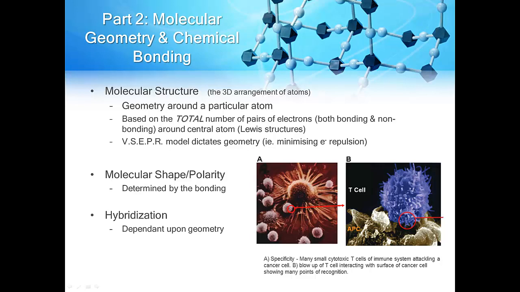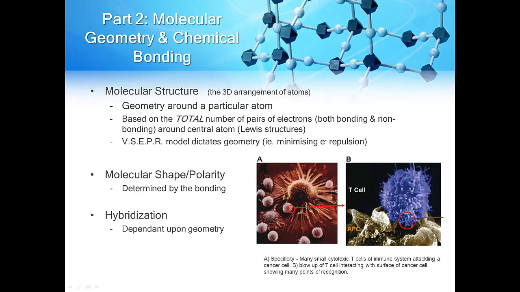So why is this important? Why does the three-dimensional arrangement of the atoms matter? This gives us the molecular structure. This gives us the geometry around a certain central atom. These geometries, when put together, can greatly shape the overall molecule. It dictates the geometry.